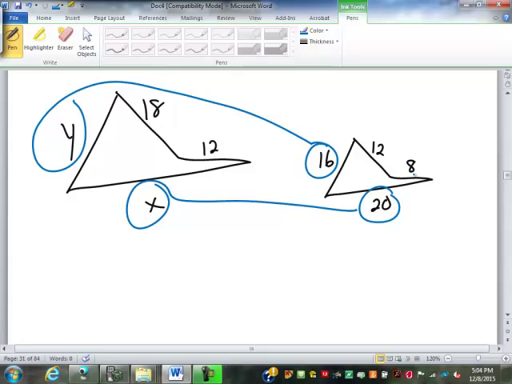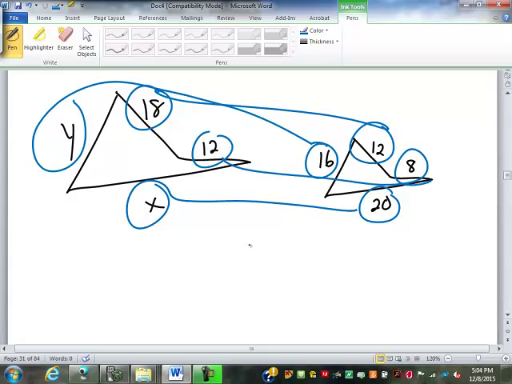Is there a pair that I have both numbers for? Yep, 18 and 12, and 12 and 8. I can use either one. I'm going to use the 12 and 8 so I can work with smaller numbers. So I've got the 12 and the 8.